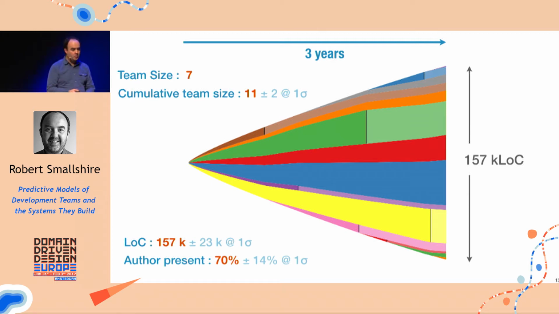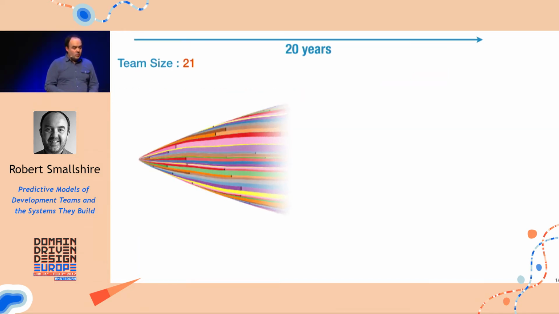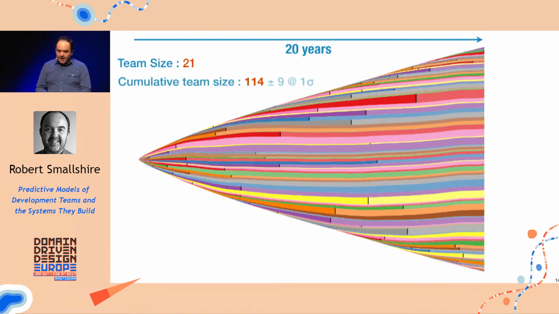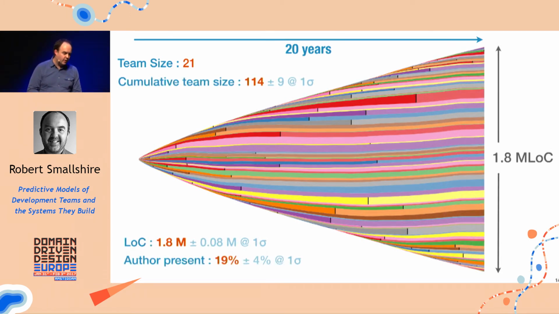Okay? And we can make a prediction about how much code we would expect them to have at the end of those 3 years. And we can say that 70% of that code at the end is written by people who are still there. It's important to calibrate these things against reality. This is a visualization of a project, of a simulation of a project I worked on for 8 years.